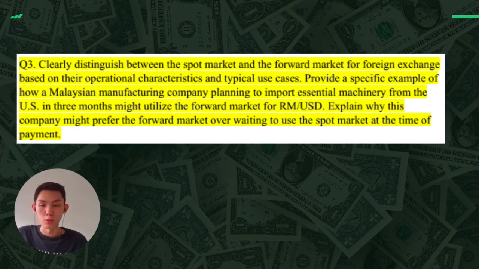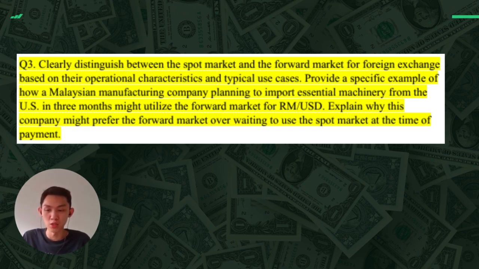In question 3, we are talking about the differences between the spot and forward markets, and we explain the example given by the question. The spot market is where currencies are traded for immediate delivery. For the forward market, we lock the exchange rate for a future transaction. In terms of timing, the spot market is for immediate delivery, but the forward market is for future transactions.